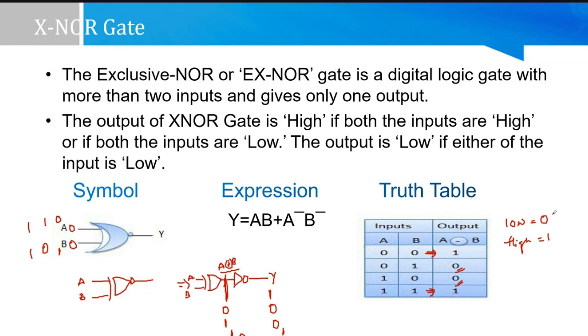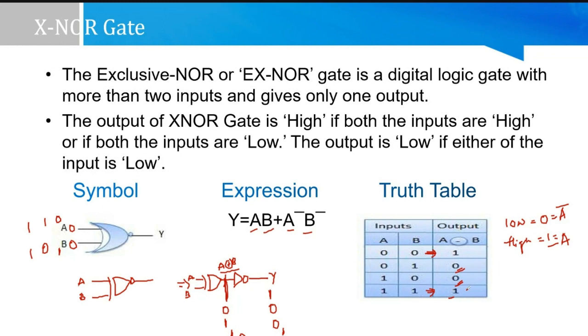So low indicates the bar, like A bar. High will be indicated as A. So here you can see that the output is at a high. It is 0, A bar, B bar. So it will be A bar, B bar. Then A is 1, B is 1, so the output will be 1. Nothing but A into B.